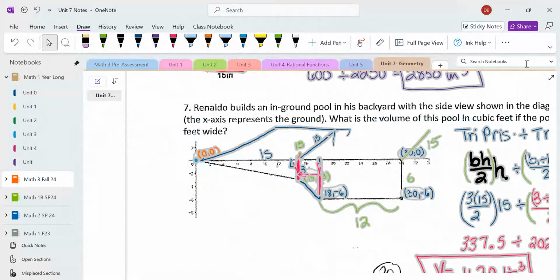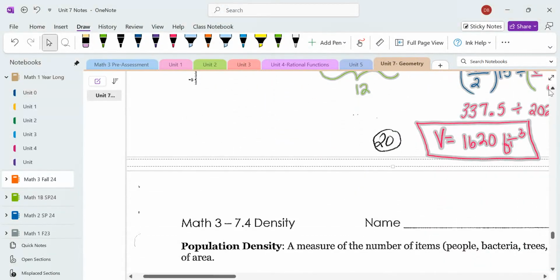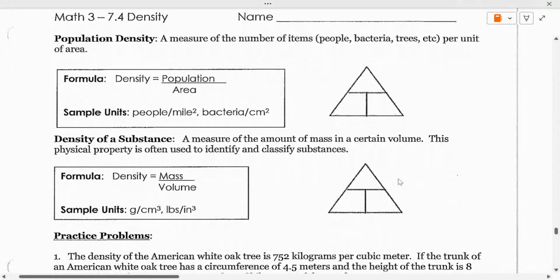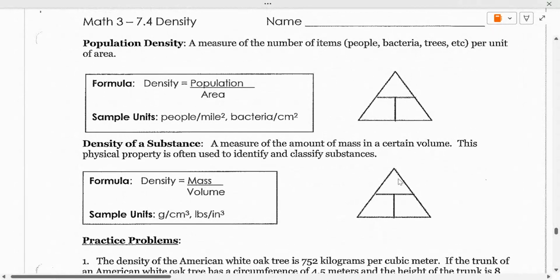So today we are talking about density. We're going to start off with population density, and then we're going to talk about density of an object. Okay. Any of you guys in physics or chemistry?